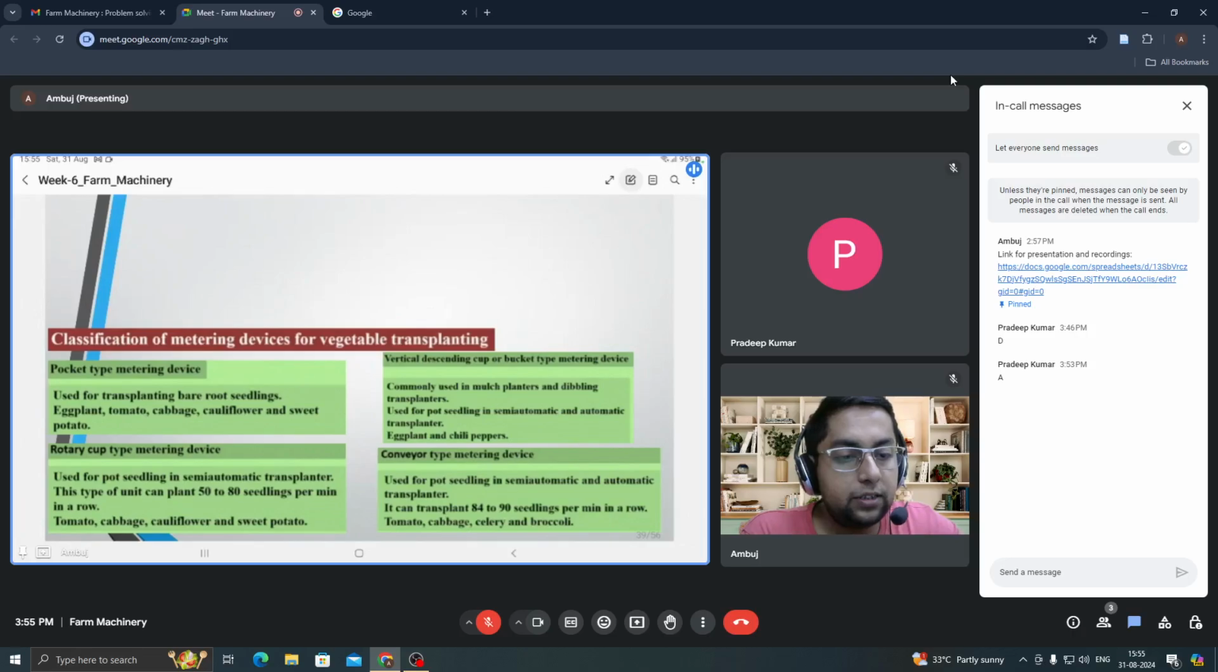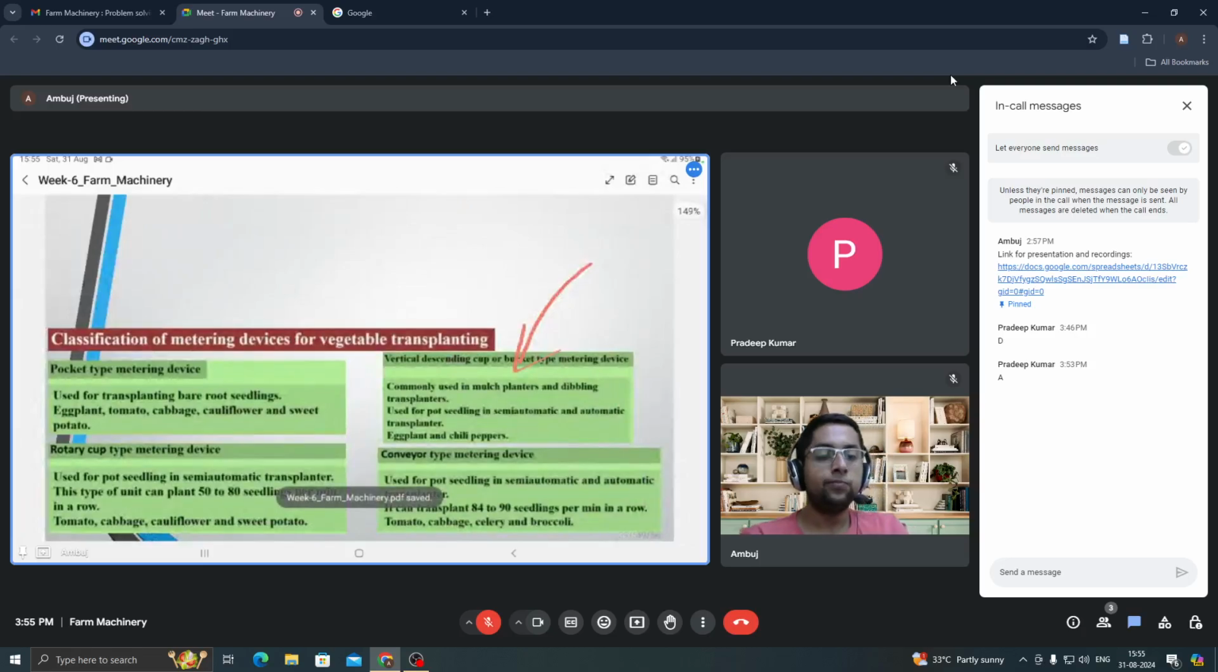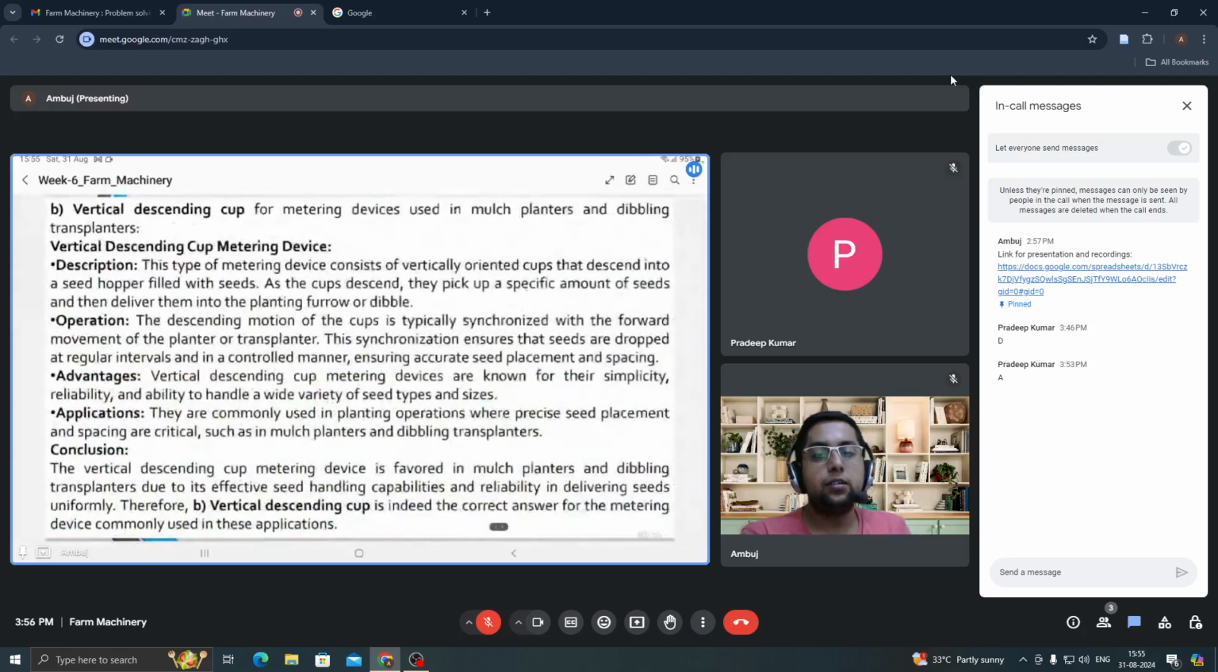And the option which was correct in this question is vertical descending cup or bucket type metering device, used for transplanting mulch or for dibbling transplanters. This is important here. The vertical descending cup metering device consists of vertically oriented cups that descend into the seed hopper filled with seeds. As the cups descend, they pick a specific amount of the seeds. In your case, it would be mulch. And then deliver them into the planting furrow or dibble.